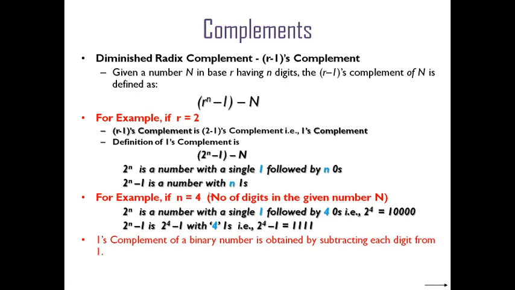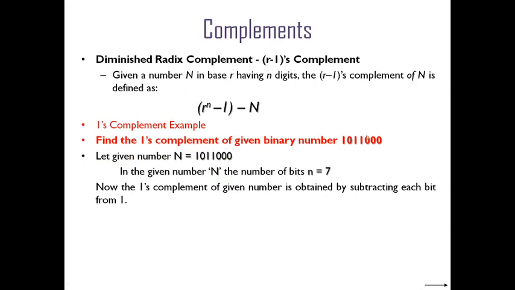For example, if we take n equal to 4, 2 power n is equal to 2 power 4, that equal to 1 after 4 zeros. Whereas 2 power n minus 1 indicates 2 power 4 minus 1, that equal to 4 ones. Then the ones complement of the given binary number is obtained simply by subtracting each digit from the ones.